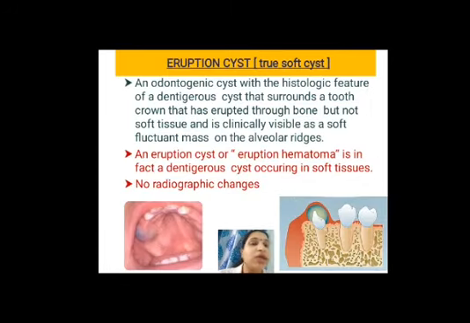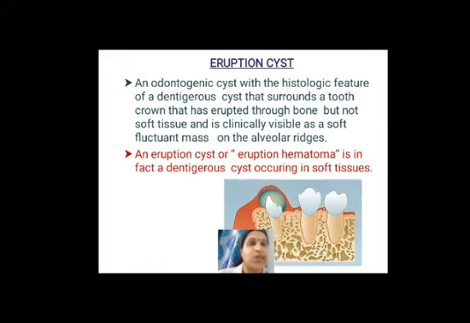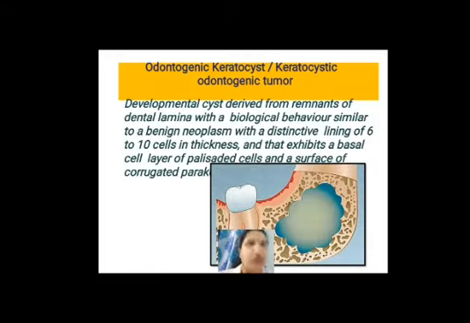And there is one thing called an eruption cyst. This is a dentigerous cyst only, but this will appear after the tooth has erupted or it has pierced the gingiva. It has come out from the bone. So, an odontogenic cyst with the histological feature of a dentigerous cyst that surrounds a tooth crown that has erupted through the bone, but it has not erupted through the soft tissue, is called an eruption cyst. Sometimes blood gets filled into the cavity, and in such a case it is called an eruption hematoma.